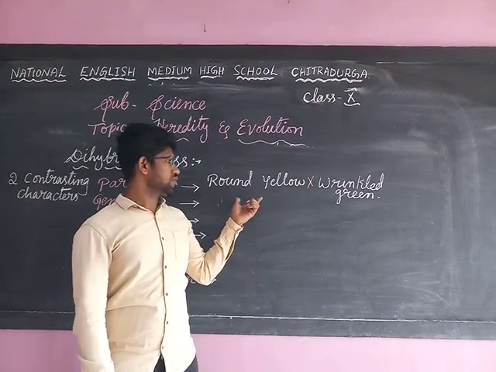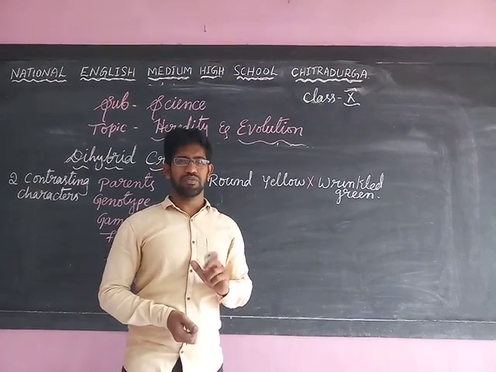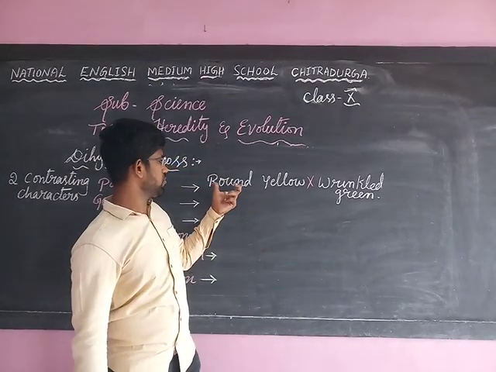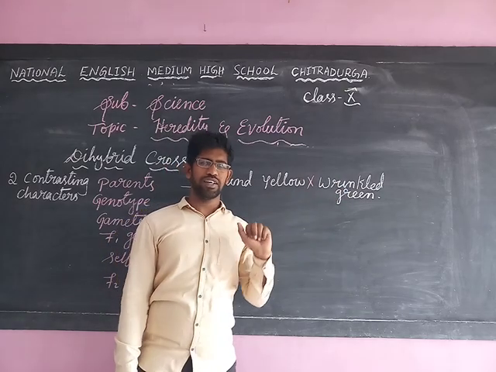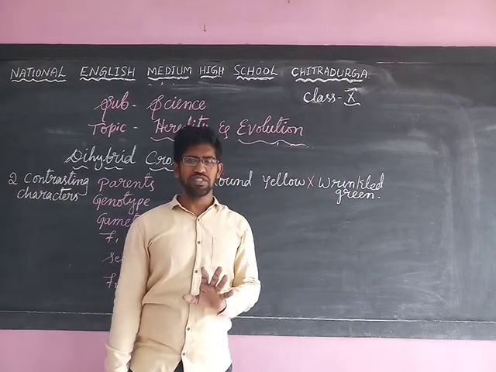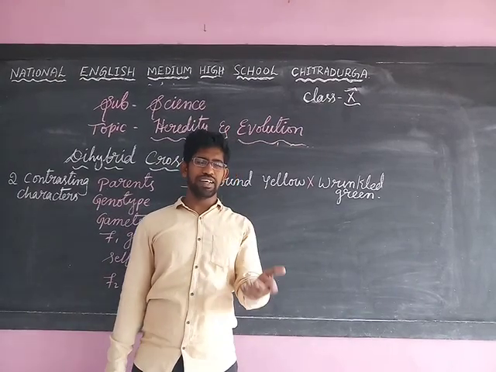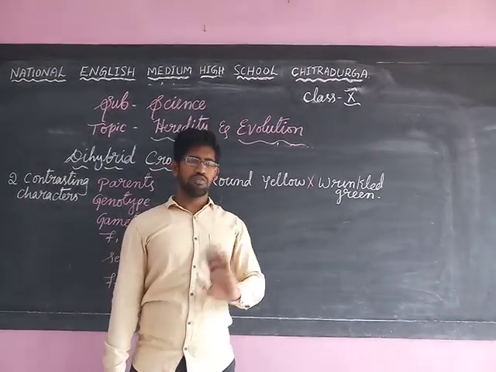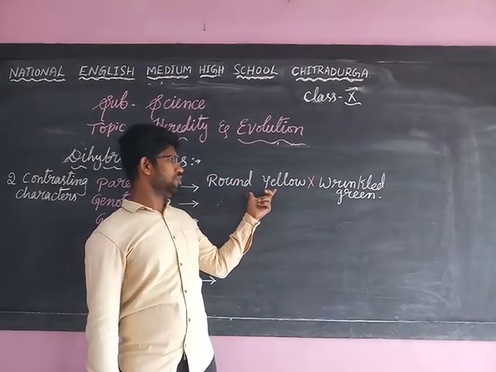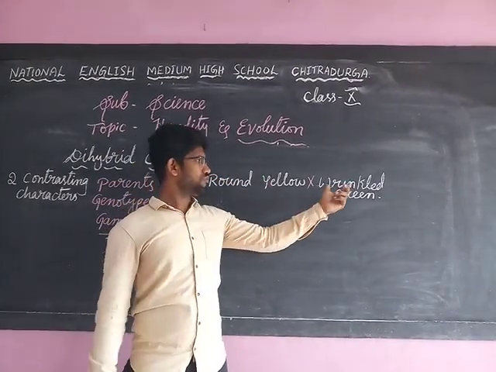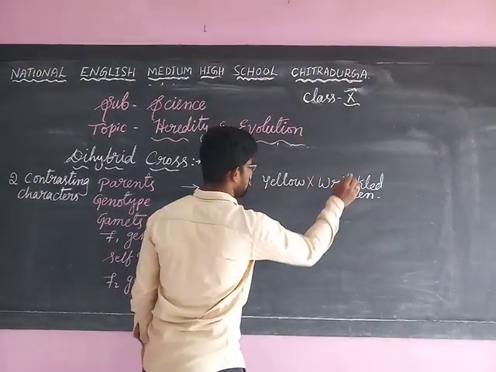Understood? So, in your textbook it may be given differently. They may take the example of round green and wrinkled yellow. No problem, don't be confused. We just have to take two characteristics. Whether we take it like that or like this, both are the same. But remember, round yellow is crossed with wrinkled green. So these are the two characteristics I have taken.